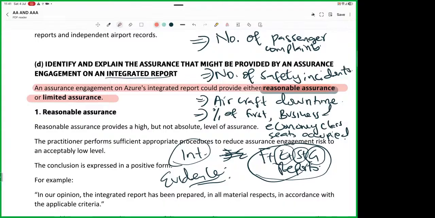We start with reasonable assurance. Reasonable assurance provides a high but not absolute level of assurance. The practitioner performs sufficient appropriate procedures to reduce assurance and engagement risk to an acceptably low level. The conclusion is expressed in a positive what here? In a positive form.